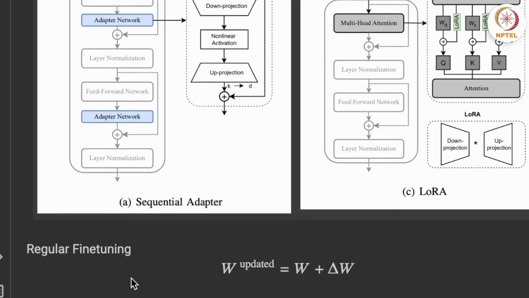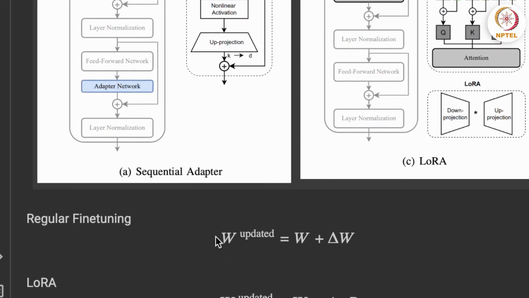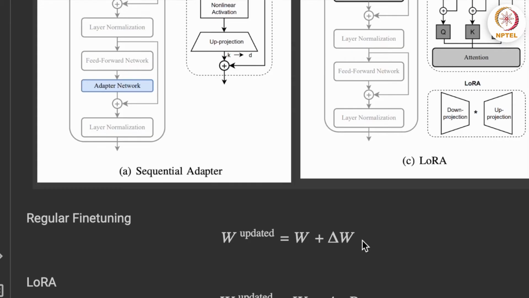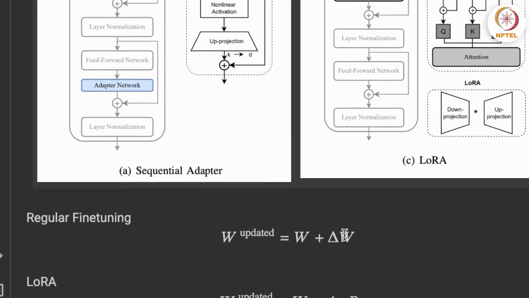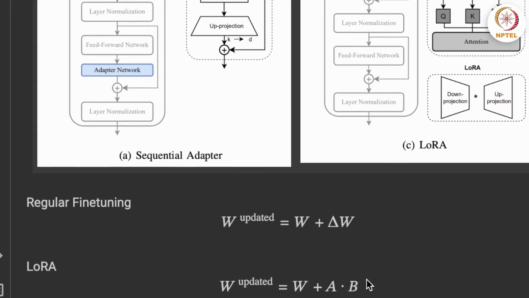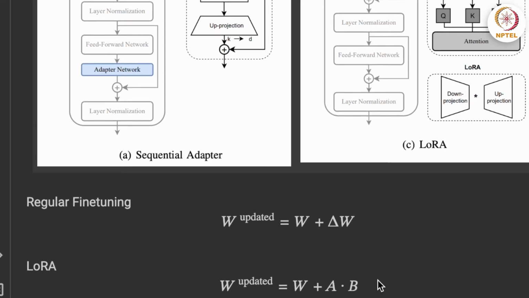In regular fine tuning, what we are doing is trying to update the weights. The updated weights could be broken into the original weights and the delta differences, that is the updates. These updates could be further broken into two matrices, A and B. But if A and B could be broken into low rank matrices, we call it LoRa.